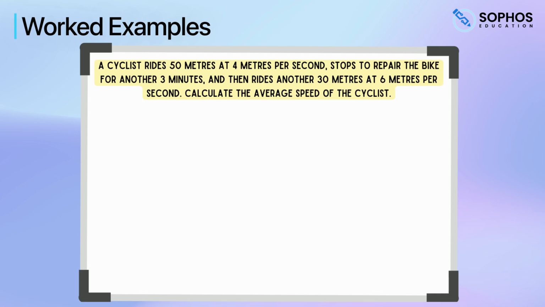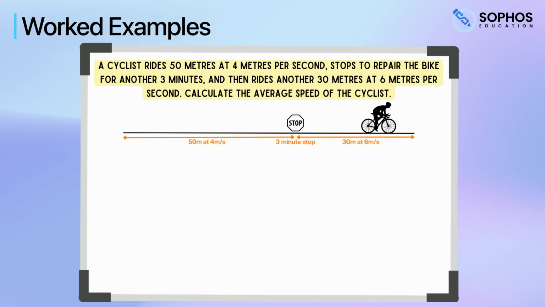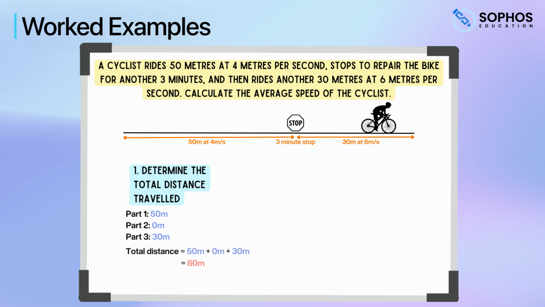Let's try another scenario. A cyclist rides 50 meters at 4 meters per second, stops to repair the bike for 3 minutes, and then rides another 30 meters at 6 meters per second. Calculate the average speed of the cyclist. First, we determine the total distance traveled. We travel 50 meters, then 0 meters, then 30 meters. So the total distance equals 50 meters plus 0 meters plus 30 meters, which equals 80 meters.